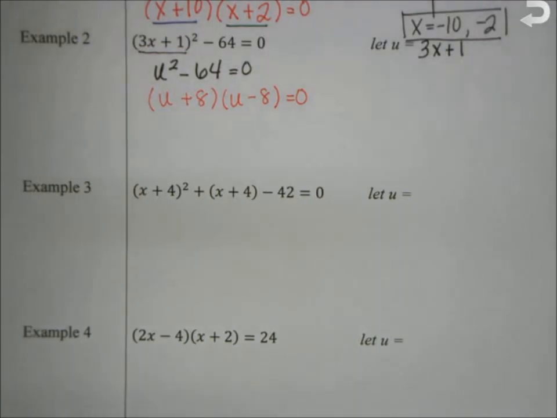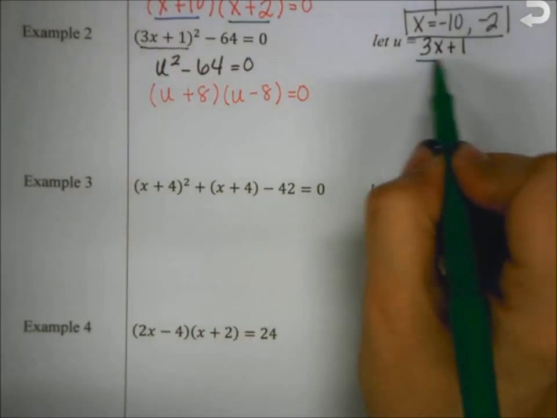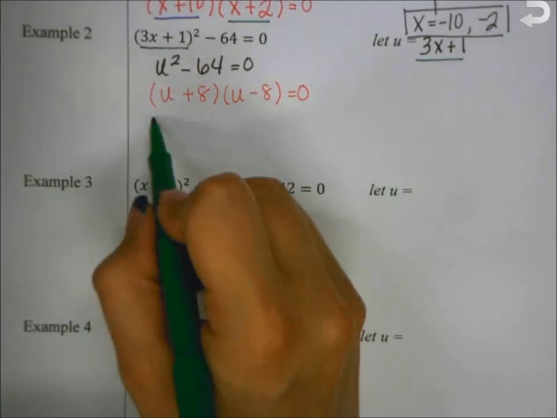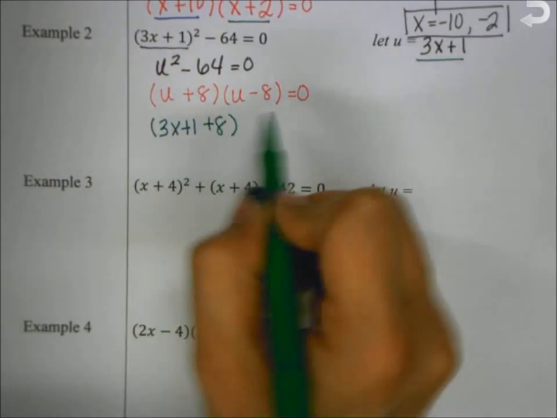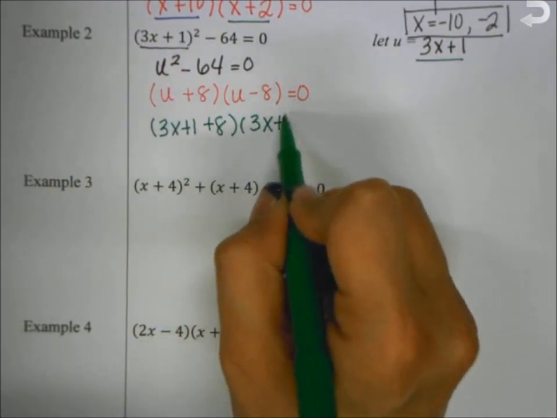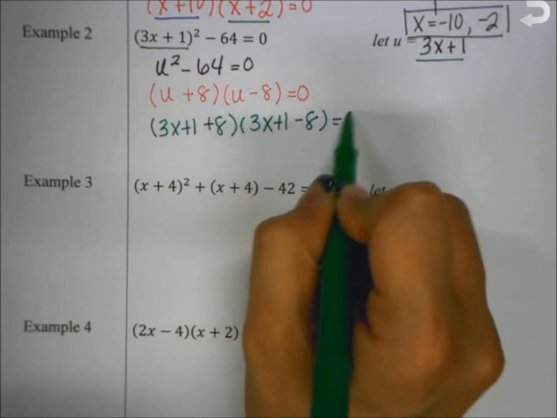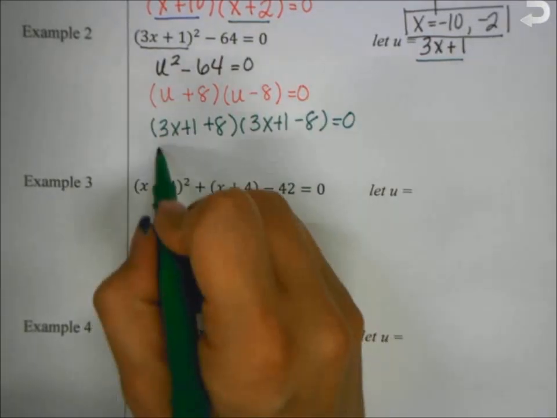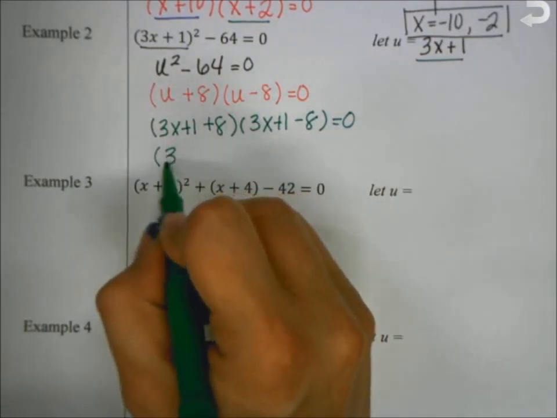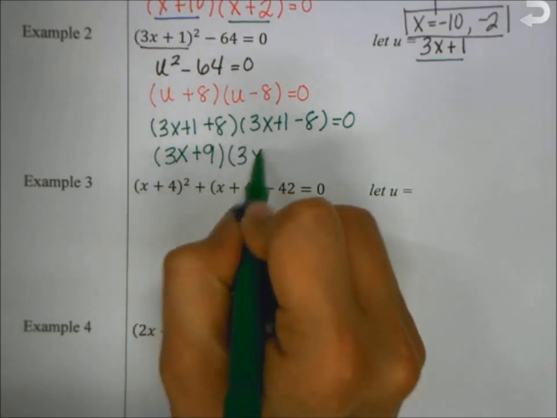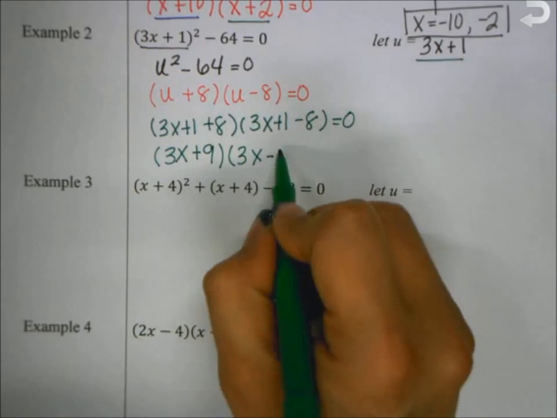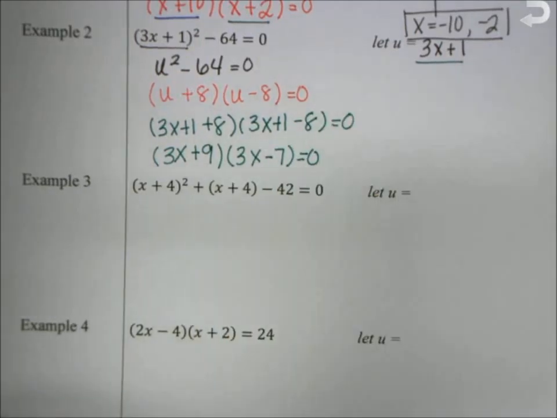So we would have 3x plus 1 plus 8 times 3x plus 1 minus 8 equals 0, and then we simplify that. 3x plus 1 plus 8 gives me 3x plus 9 times 3x minus 7, all of that equal to 0. Oh no, I did it wrong. We need to combine those like terms here. Then we have two factors now.